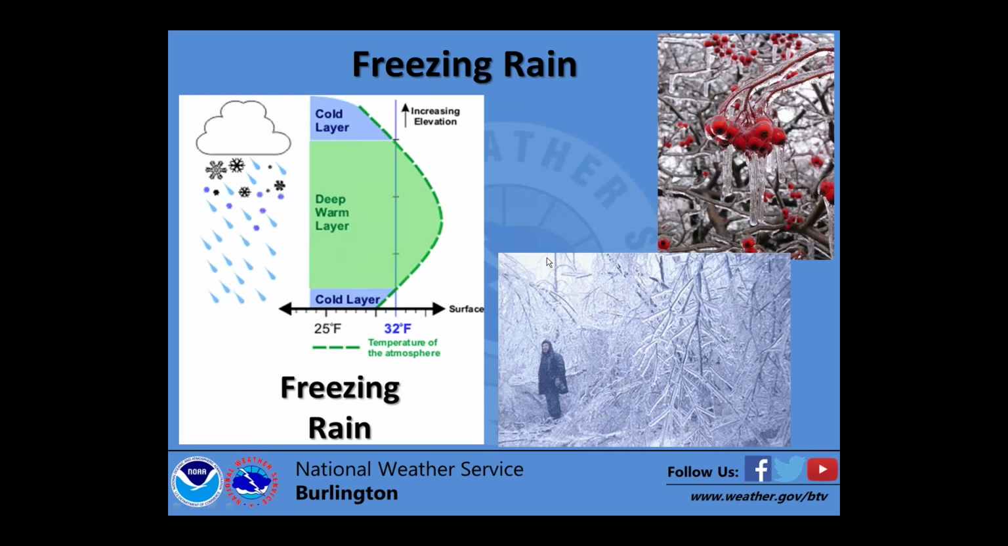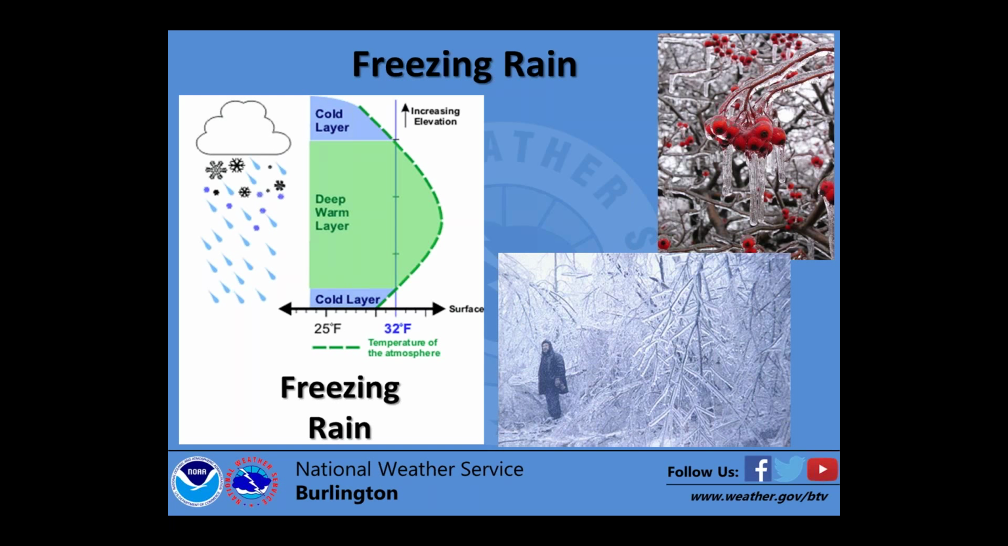So some examples of freezing rain. We have some berries covered in ice on the top right, and then beneath that, trees that are completely weighted down by all the ice. And as you guys probably know from the 2013 event that we'll go over later, those trees and branches wind up breaking and falling on power lines and unfortunately causing power outages.